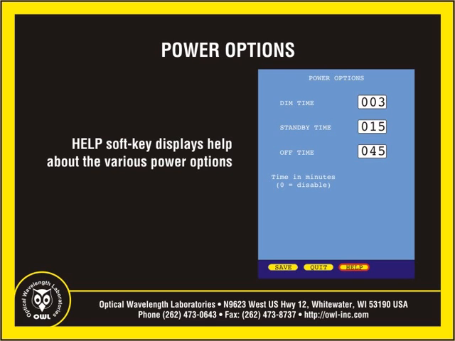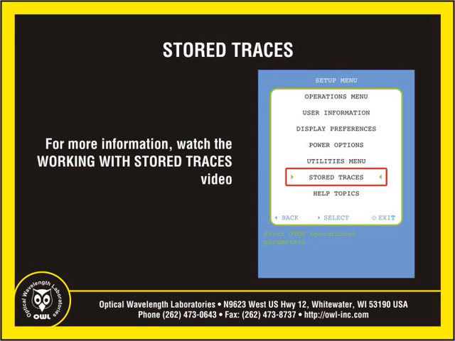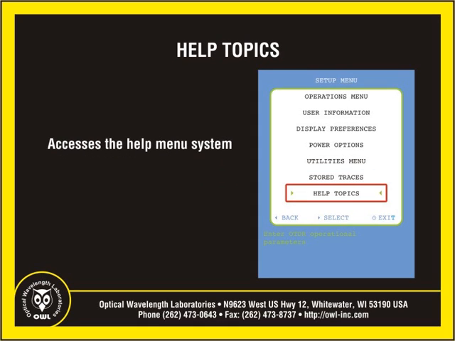The Utilities menu contains advanced manufacturer functions which are not covered in this video. Stored Traces is covered in more detail in our Working with Stored Traces video. Help Topics accesses the Help menu, which contains helpful information about the OWLTrek OTDR.